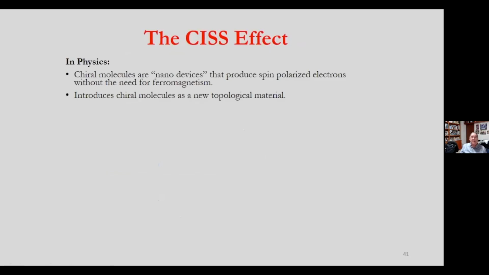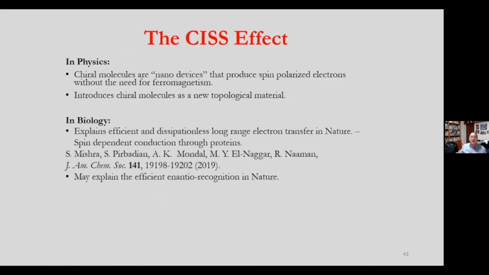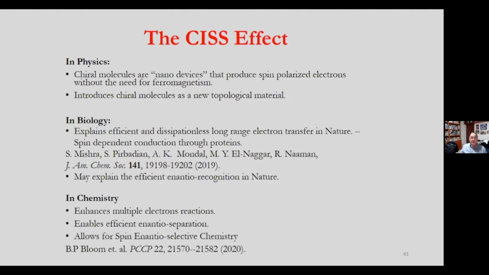So to summarize, the CISS effect in physics: chiral molecules are interesting nano devices. They produce spin polarized electrons without the need for ferromagnetism. They introduce chiral molecules as a new topological material. In biology, this effect explains efficient and dissipation-less long-range electron transfer. We recently, together with the group of Moel Nagar from USC, showed the spin polarization in some of the proteins that are long-range electron transfer media, and clearly spin polarization exists there. And also in biology, our result may explain the efficient enantio recognition in nature. In chemistry, we enhance multiple electron reactions, enable efficient enantio separation, and allow for spin enantio-selective chemistry.